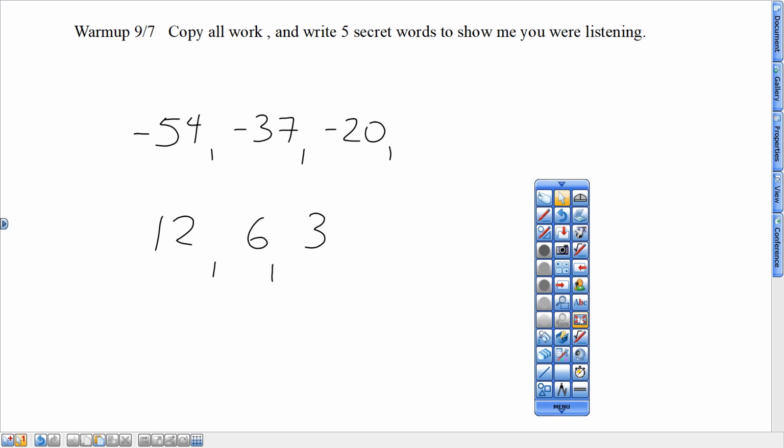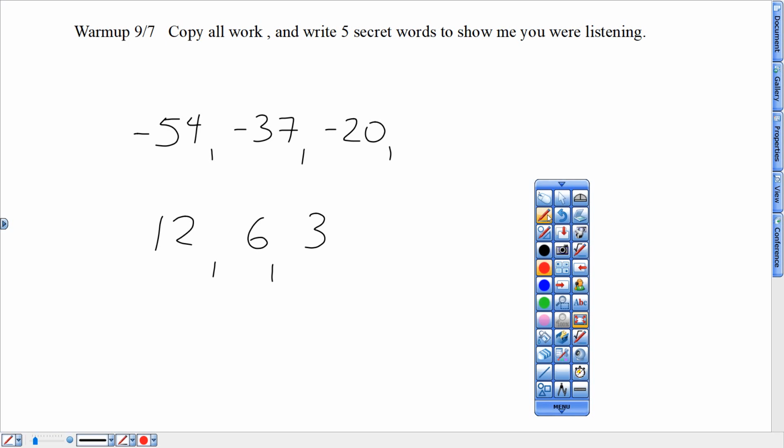All right, so again, write down these numbers. You need to know there's 2 kinds of sequences: adding, subtracting, arithmetic, and timesing, division, geometric. This first one here, again, I'm looking at the difference between -54 down to -37, down to -20. The only thing that makes numbers do that is adding a positive number to that -54.